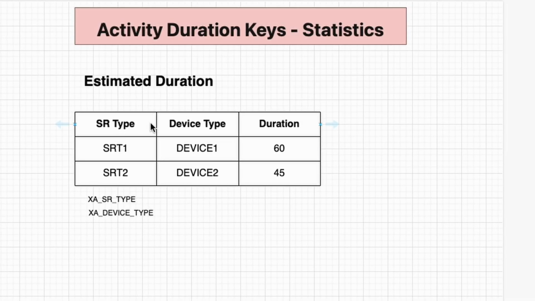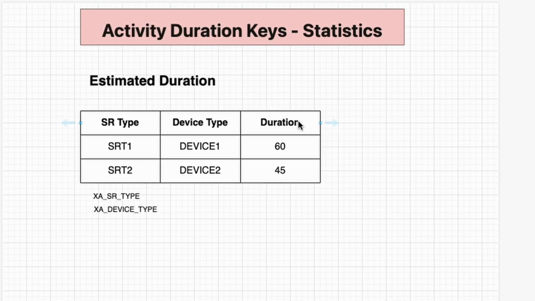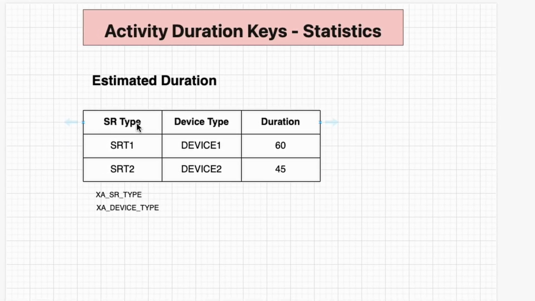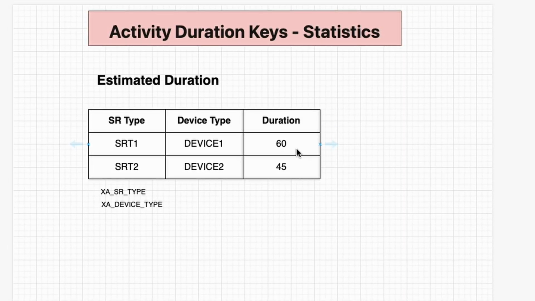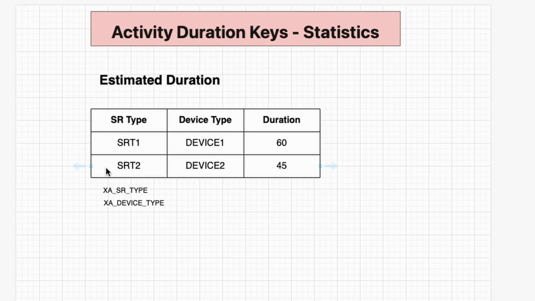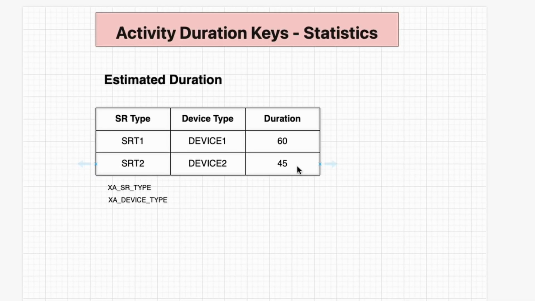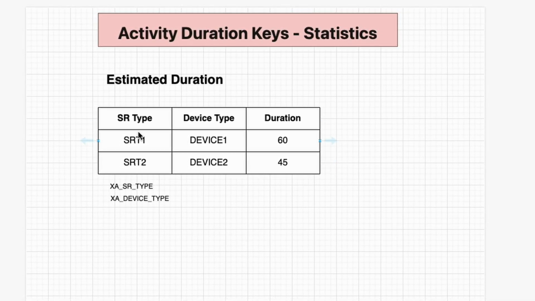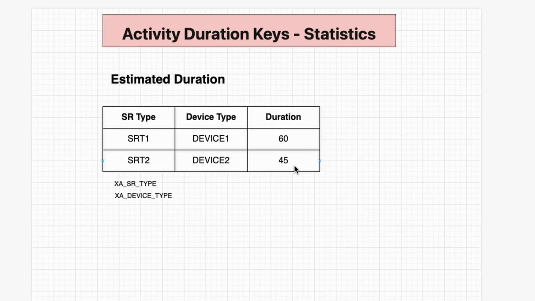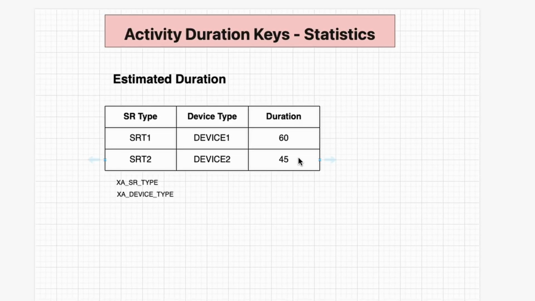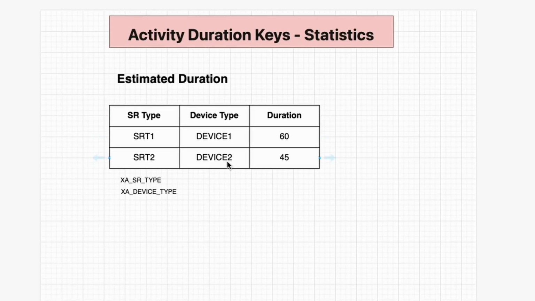Now let me tell you a scenario where we have given a number of properties and their durations. So if an activity has SR type SRT1 and device type device 1, then its duration should be 60. If the activity has SR type SRT2 and device type device 2, then its duration should be 45. We can have multiple properties, but here I have taken an example of only two properties and their corresponding durations. So we have to override the duration based on this combination of properties.